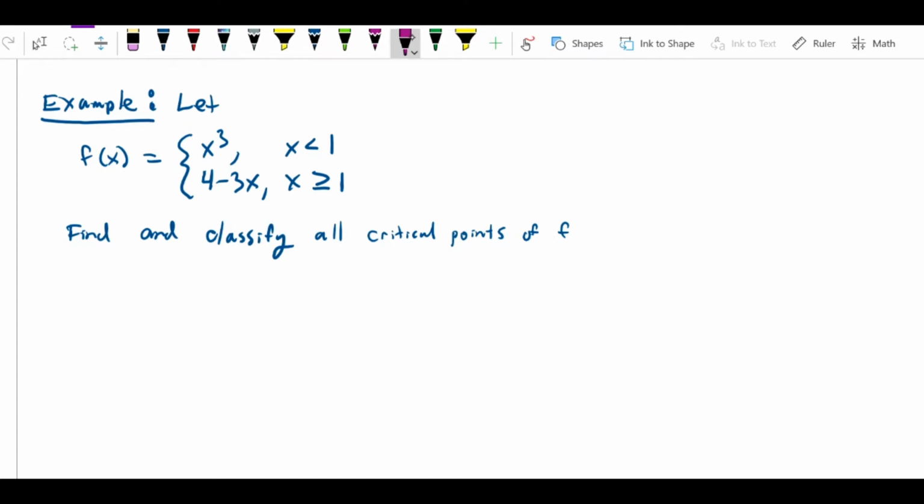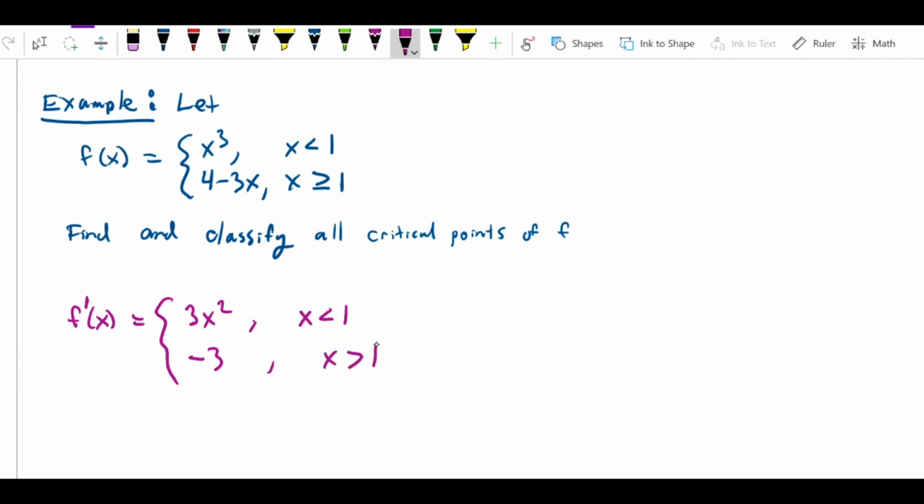So first of all, recall that for a piecewise function, we can actually differentiate it piecewise as long as we treat the transition points specially. So even though the second definition, the 4 minus 3x, is the definition of the function at x equals 1, we're going to have to be a little careful about what we say about x equals 1, and you'll see why. So here I can say that the derivative of the function is 3x squared for x less than 1. And the derivative of 4 minus 3x is just negative 3. That's for x greater than 1.